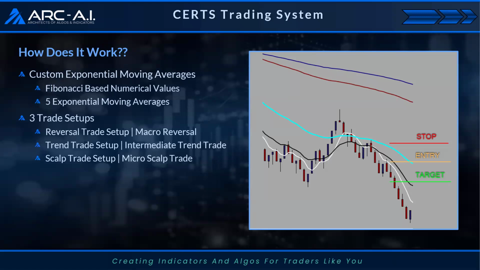Three of them are for the signals and two of them are for bias, and they're not standard EMA settings. So you're not going to be able to just put a 50 period or a 20 period. Every single EMA that we're using is based off Fibonacci numbers. So we're using Fibonacci sequences for the EMAs.